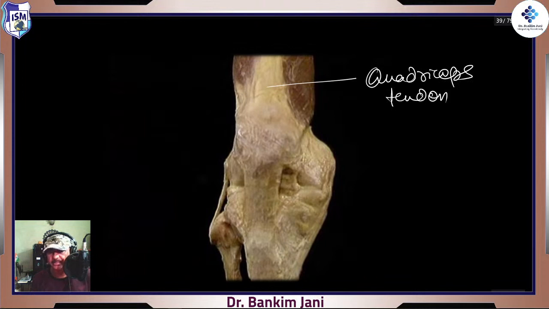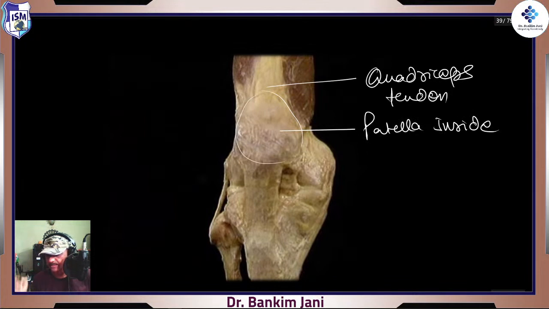Now from the anterior aspect, this is the quadriceps tendon, which we were watching from the side. Then inside, that's the patella, correct? So patella inside, and this one is nothing but the quadriceps tendon. But this lower part of the quadriceps tendon is less tight in flexion, which means it is loose.